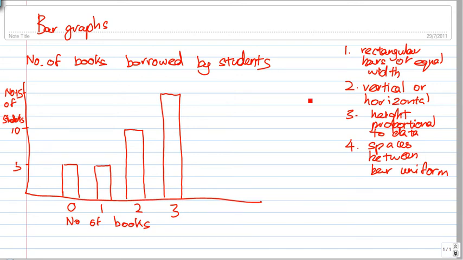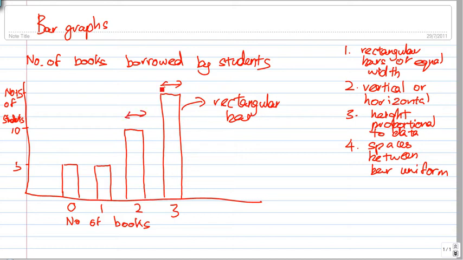Alright, I'm going to teach you a little thing or two about bar graphs. A bar graph is actually used to represent data. It's made of rectangular bars, as you can see here, and these rectangular bars are of equal width. The width here is equal to the width here.